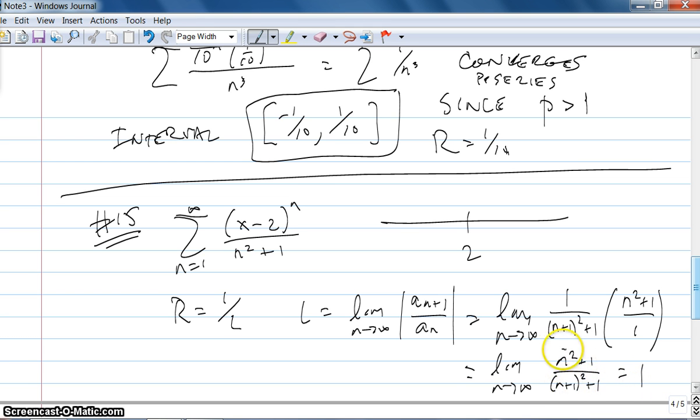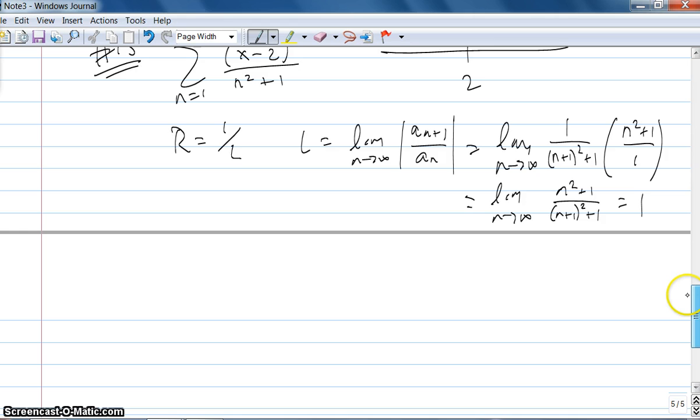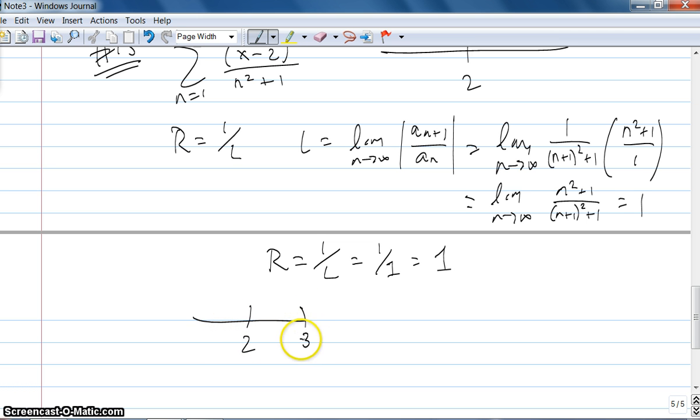The highest power is n squared, and the coefficient in front of that is 1. If I were to multiply this out, the very first term would be n squared, and that's all I care about. And the number in front of that is a 1. The number in front of the top one is a 1. Put them together, the limit is 1. Okay, so the radius is 1 over L, which is 1 over 1. Okay, so we get 1 there, and the center point was 2. So now I'm going to go to 3 and back to 1. So there's my interval, potentially, but I need to check the endpoints.